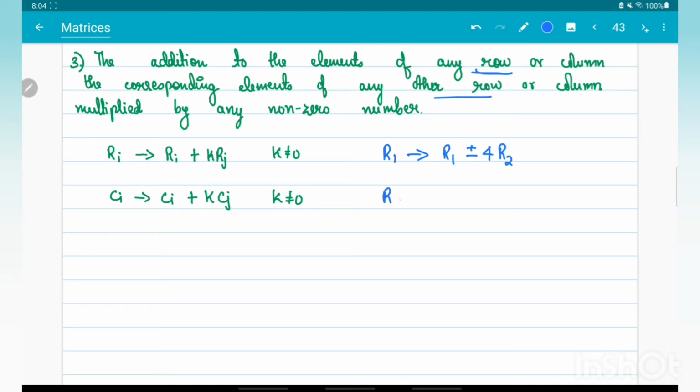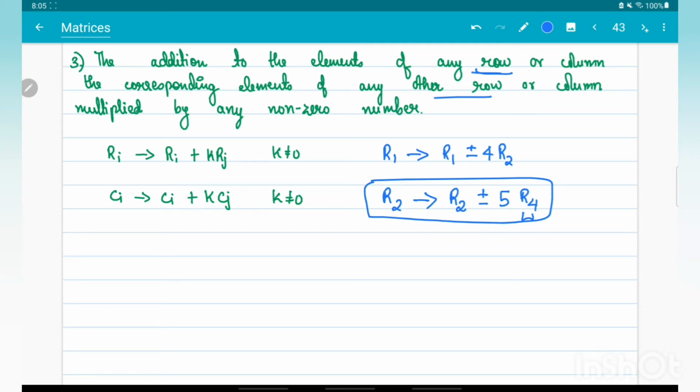Or suppose I take row 2. Now I'm going to add to the elements of row 2, then I can either add or subtract some other row's elements, suppose row 3 or let me say row 4. Now these other row elements can be multiplied by a non-zero number, suppose let us say 5. So this is the elementary operation, the third one.